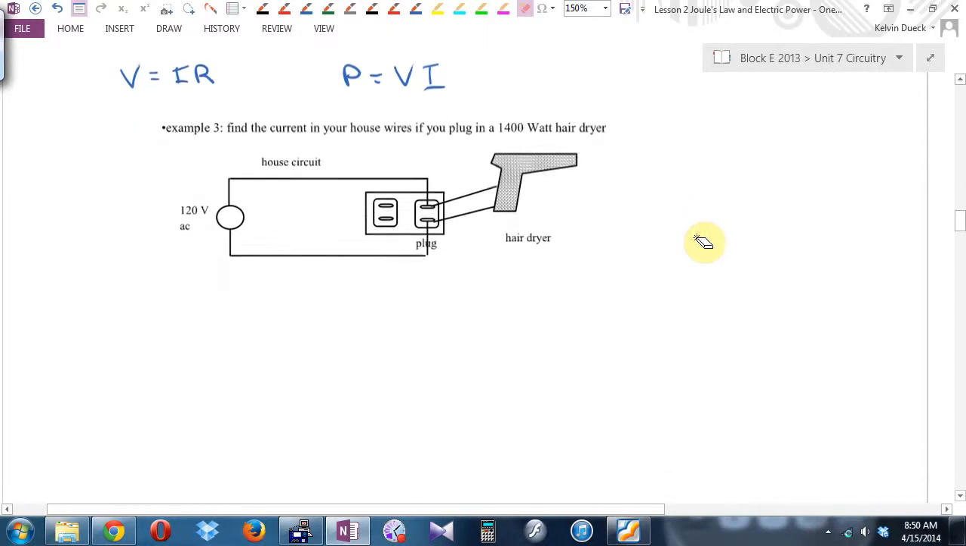Find the current in your house if you plug in a 1400 watt hair dryer. Okay. I'm going to defic. Power is 1400 watts. The voltage that's running through this hair dryer is 120 volts. Now, it's alternating current, but I said to you last day, most of the rules for direct current will also apply for alternating current, so this will work. What do they want me to find? Current.